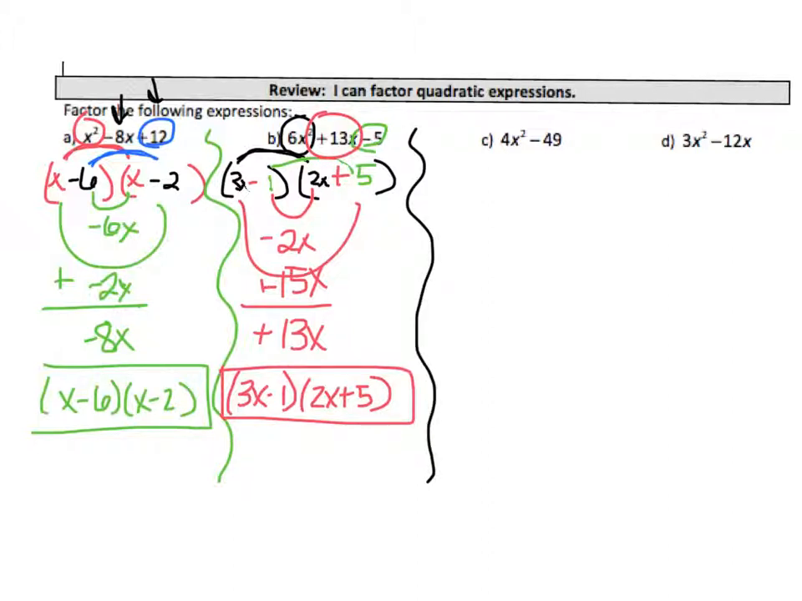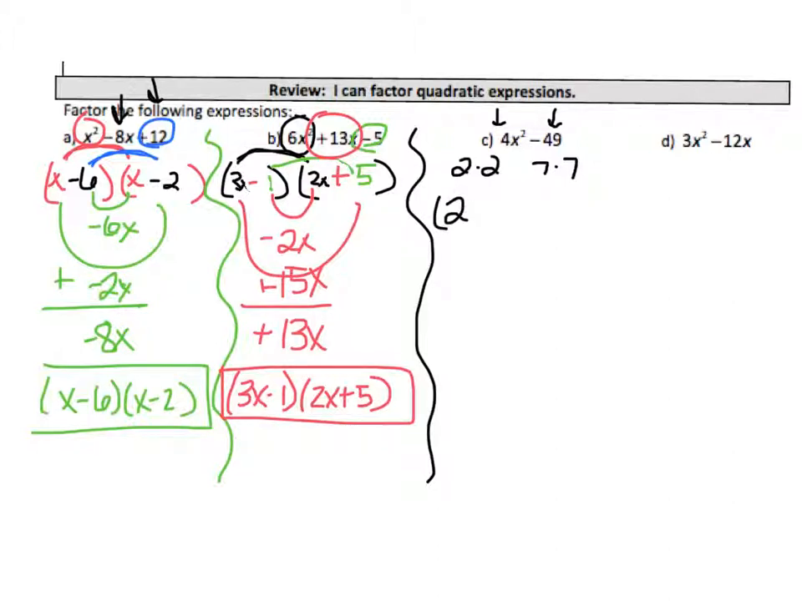All right, moving on to letter C. Always looking for a greatest common factor. So between 4 and 49, there's no greatest common factor, and there's only two terms. So what's great about these problems are they're so easy to factor. If there are two terms and no greatest common factor, I look at the numbers 4 and 49. Those are perfect squares because they have a number that when it's multiplied by itself, it will equal that same thing. So 2 times 2 is 4, 7 times 7 is 49.